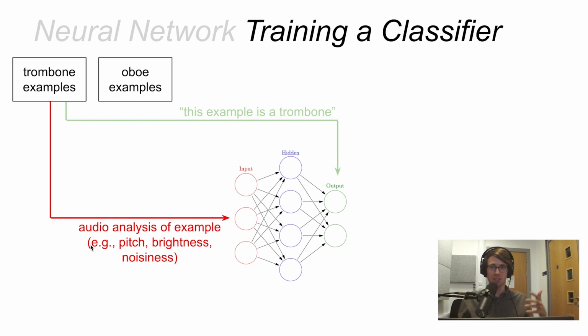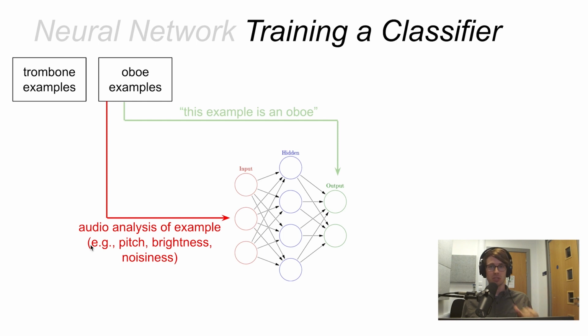And at the same time that we're sending that input to the neural network, we're also going to be telling the neural network with a label which instrument these analyses are from. So we're going to be sending the analyses in as input and saying, this analysis that I'm showing you right now is an example of a trombone. Then we're going to do the same thing with the oboe samples. We're going to use the same audio analysis, send those analyses to the neural network, and say, this example that I'm sending you right now is an example of an oboe.